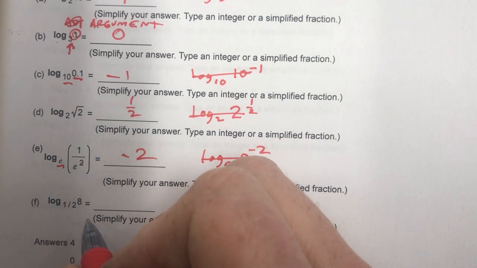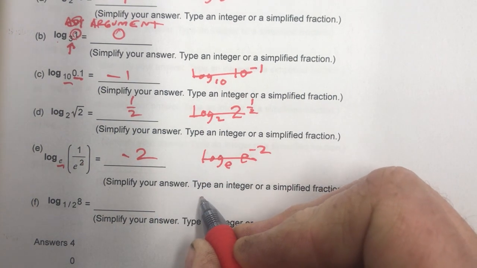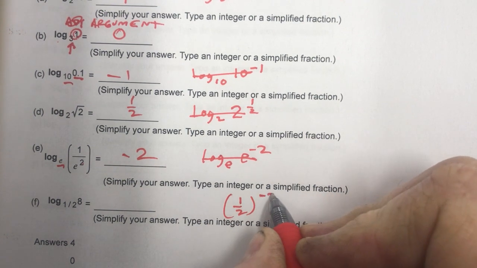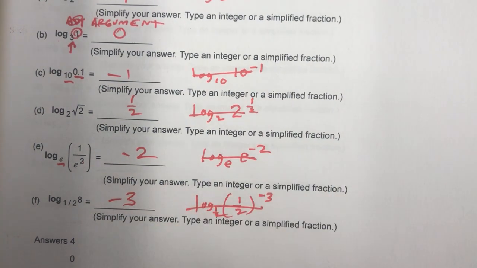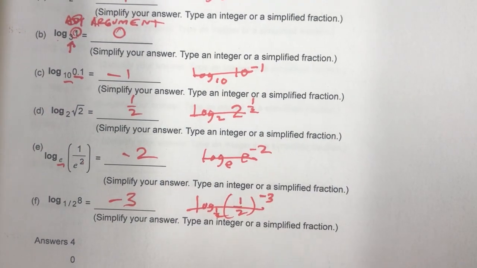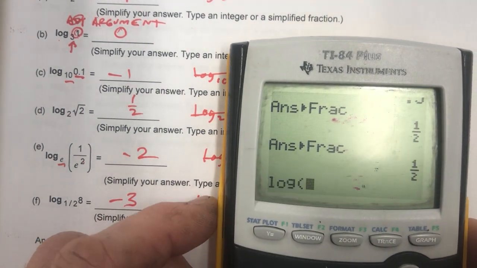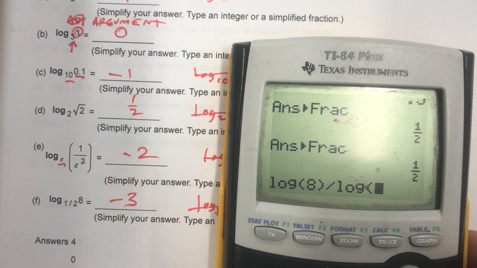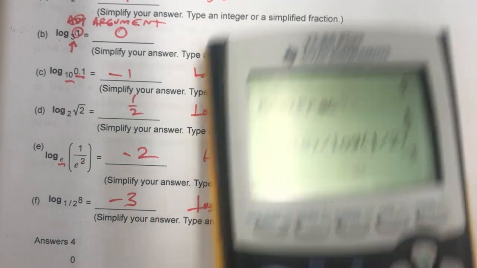Log base 1/2 of 8. I think 8 can be 1/2 to the negative 3 power, I believe is what that would be. And that would be negative 3. Of course you can type it in. Log of 8 divided by log of 1/2. There you go, negative 3.